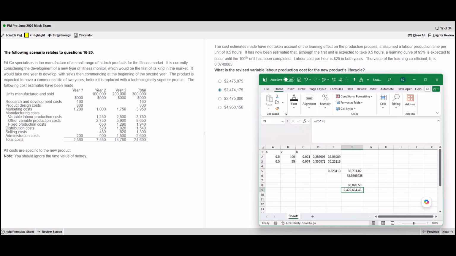And I had a look at the model answer. They chose this one, 2,475,075, and I had a look and there is a lot of rounding in theirs. So they've got both of these to 2 decimal places, and then when they do this, they've got to 2 decimal places, which means this is now 36 in their figures.